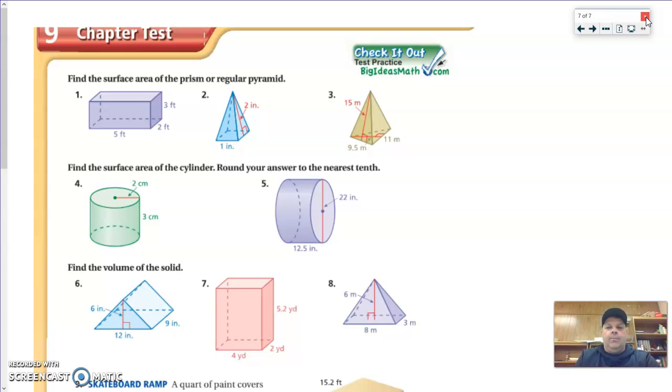I will not be collecting it, but if you can do these kinds of problems today, you will be able to handle the quiz on Monday.